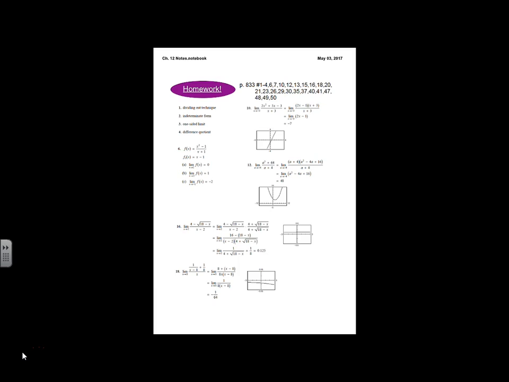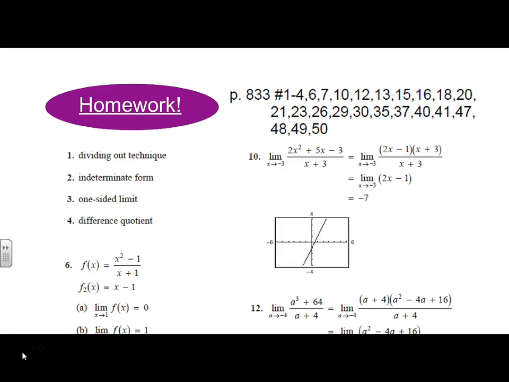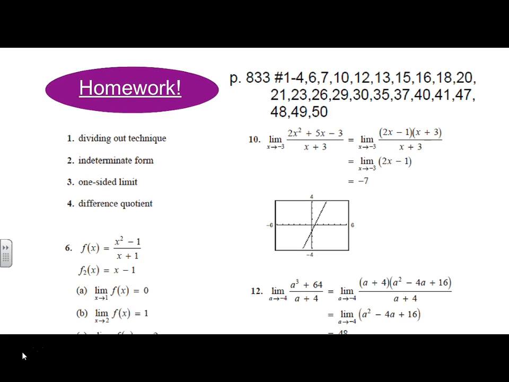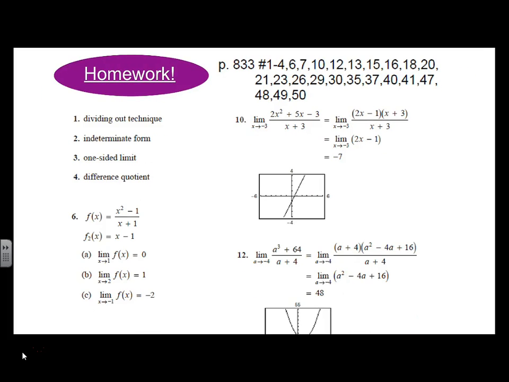Here we go. The first four: dividing out, indeterminate, one-sided limit, difference quotient. You don't really need the odds, but there you go. Number 6, A was 0, B was 1, C was -2. Did you guys get down the whole thing? Drawing on a graph and looking at it. The limit exists if the one-sided limits.